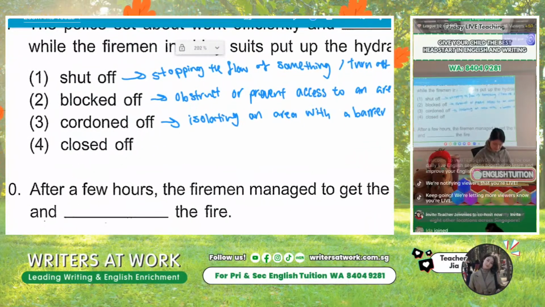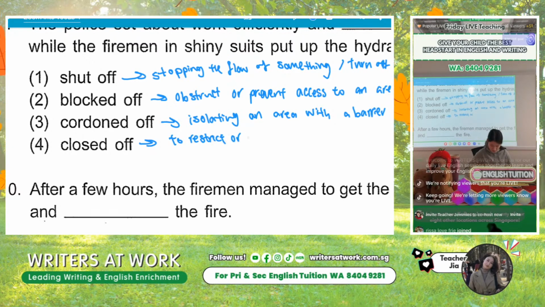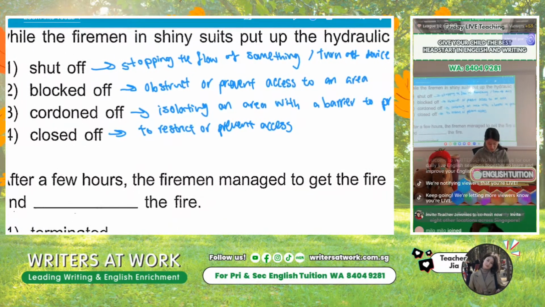And finally, we have closed off. Okay, for closed off, it means to restrict or prevent access. Okay, you can also use it to describe a person, that the person was very closed off. You can say that a person was very introverted, very closed off from the world, and did not really want to associate themselves with anyone, did not really want to make an effort to get to know anyone. So that's another way of using it.